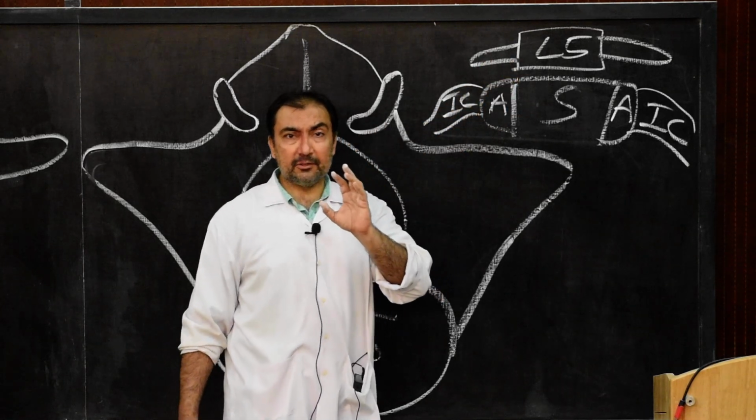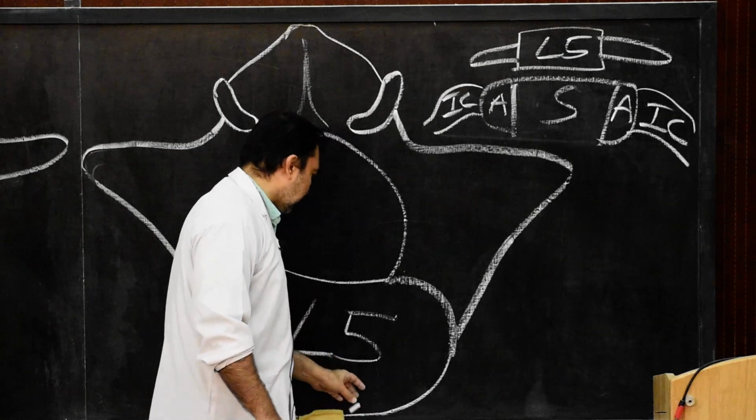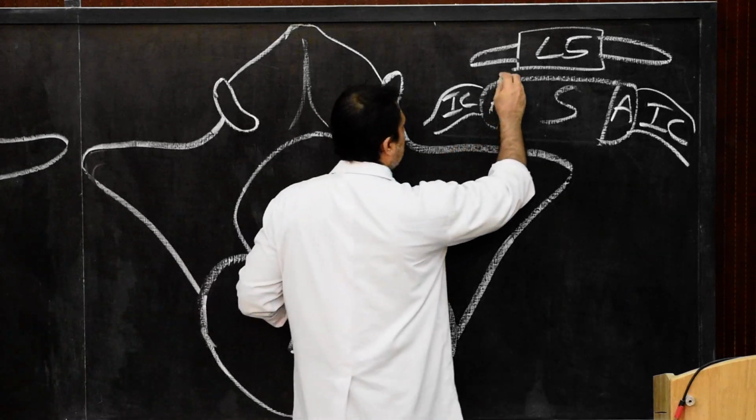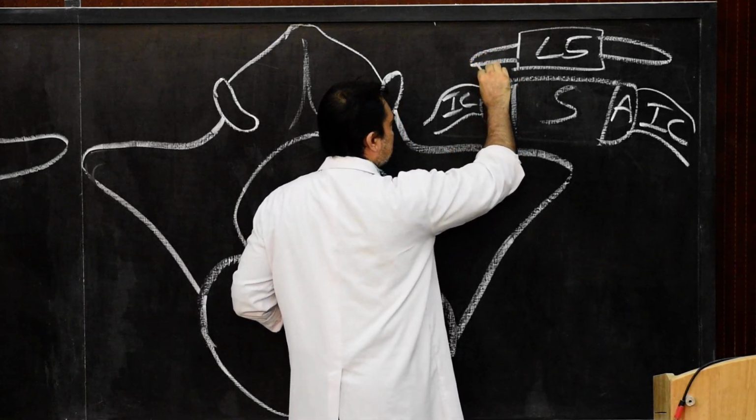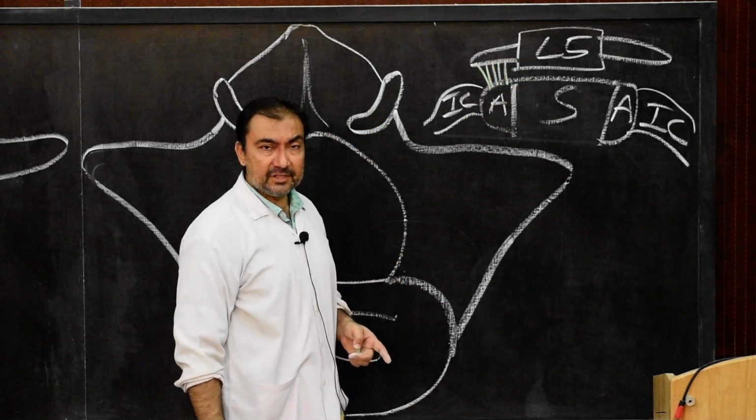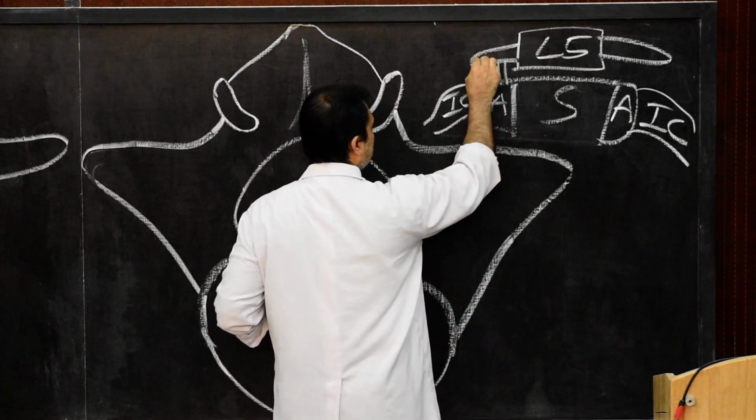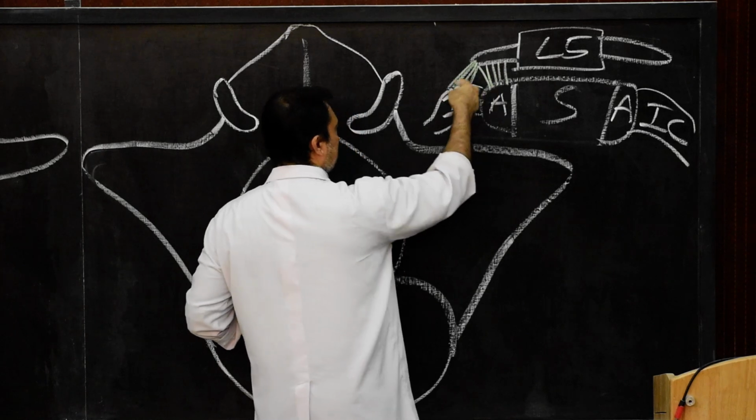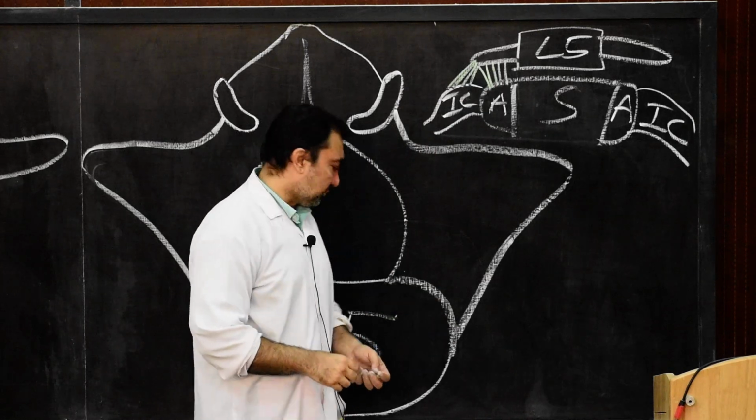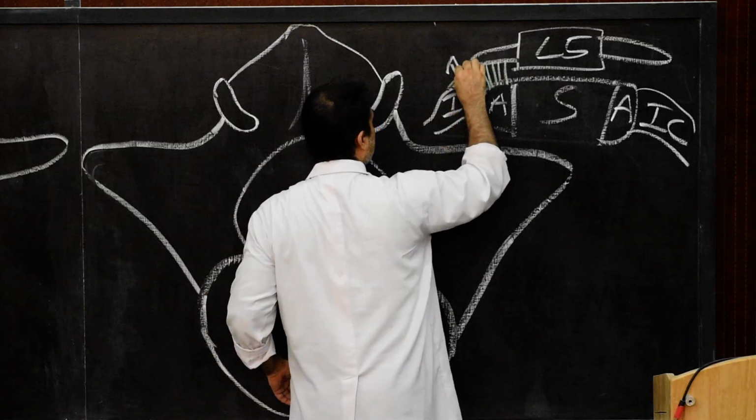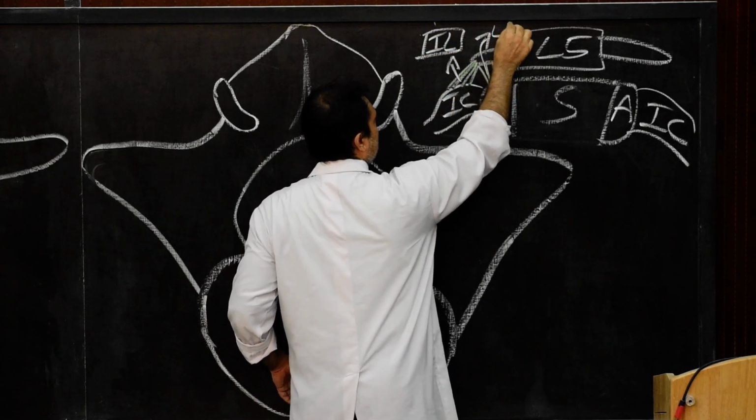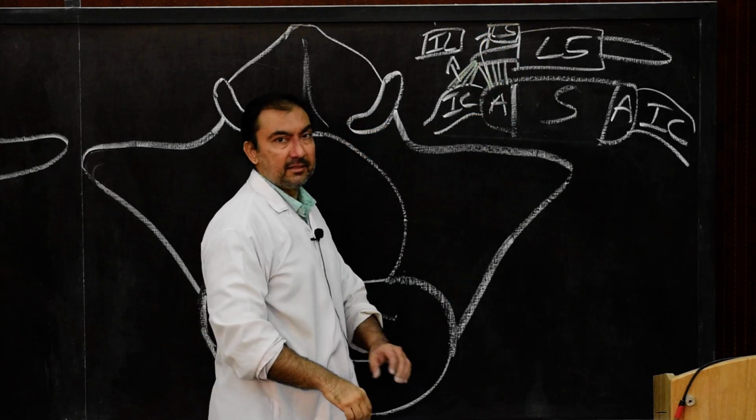Now here there will be attachment of two important ligaments. One is the lumbosacral ligament, between the lumbar vertebra and the ala of the sacrum. Another ligament is attached to the tip of the transverse process of L5 and the posterior surface of the iliac crest. That ligament will be known as the iliolumbar ligament. So this is the iliolumbar ligament and this is the lumbosacral ligament.